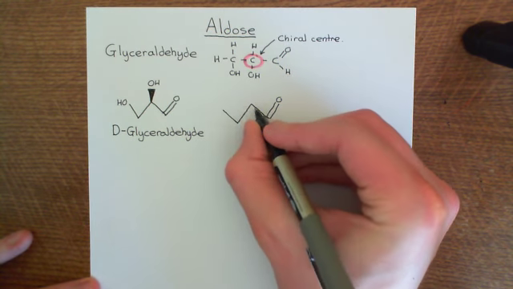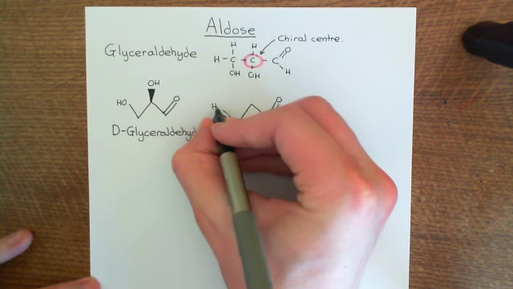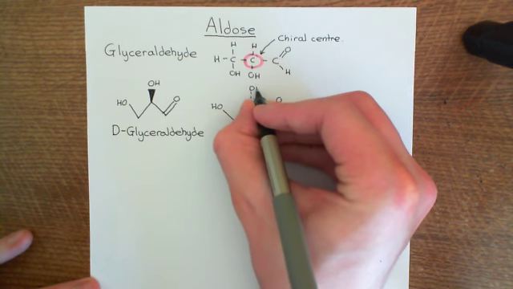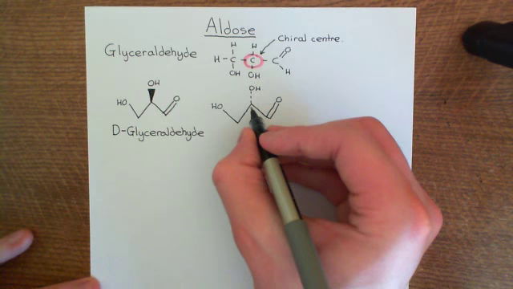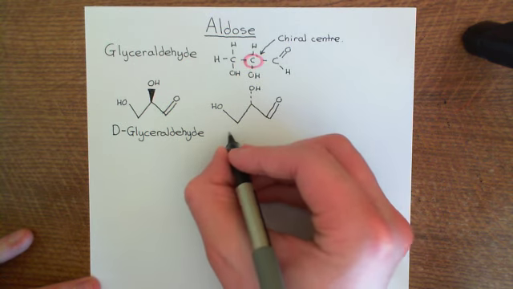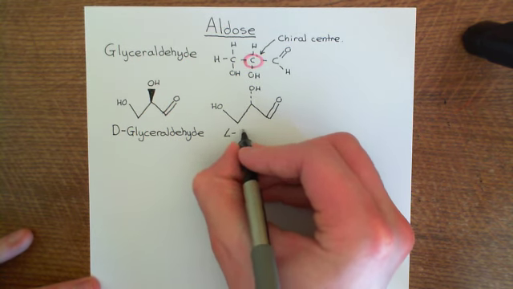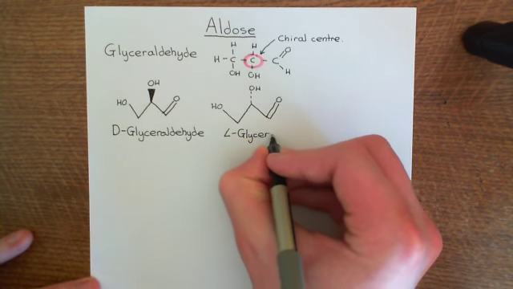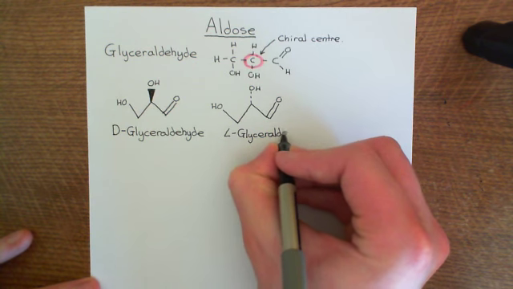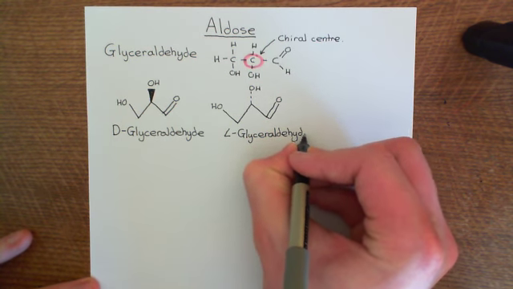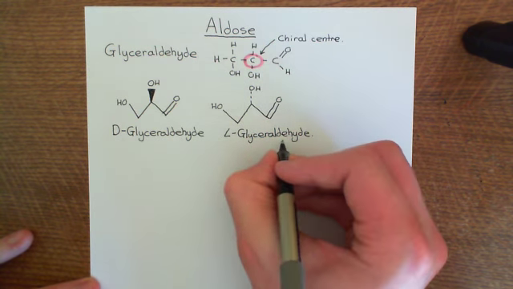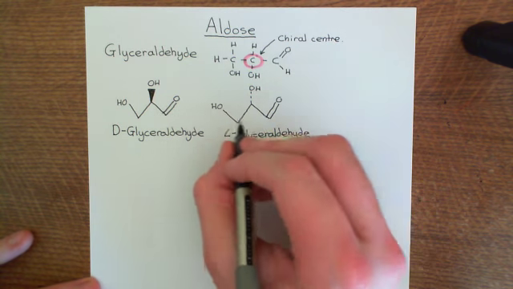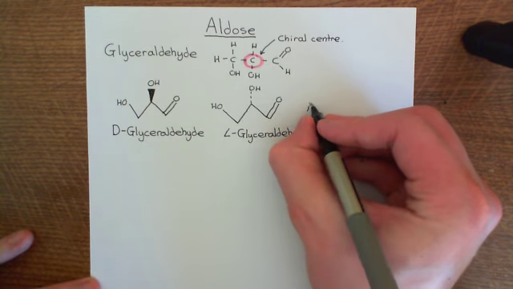So here's the 3 carbons here, and then we have the alcohol group coming off over here, and this time the alcohol group will be going into the page away from us, which I'll show by this dashed line here, and the hydrogen will be coming out of the page towards us. And this optical isomer of glyceraldehyde is known as the L isomer, so the whole molecule will be referred to as L-glyceraldehyde.